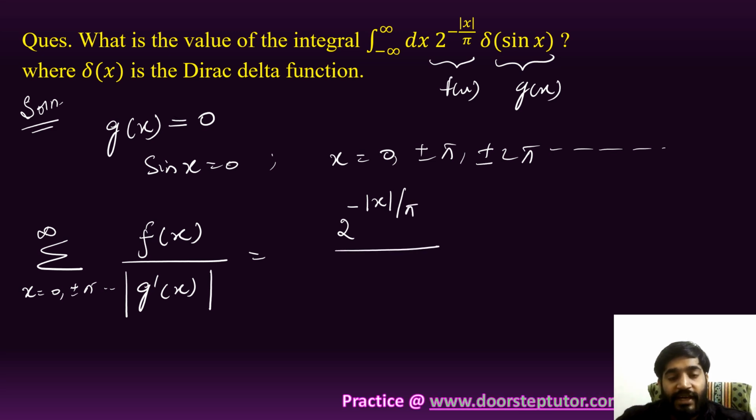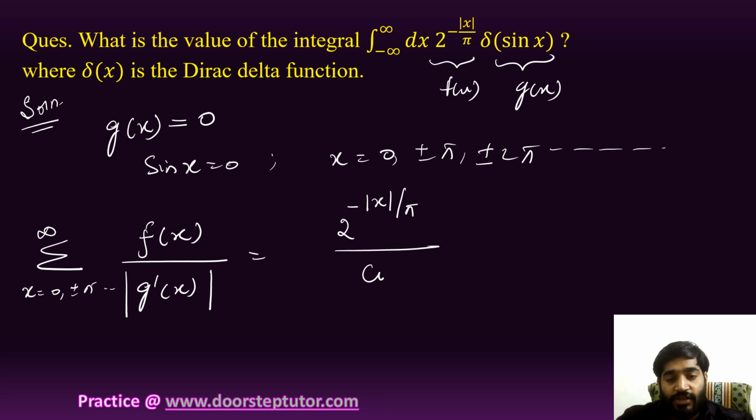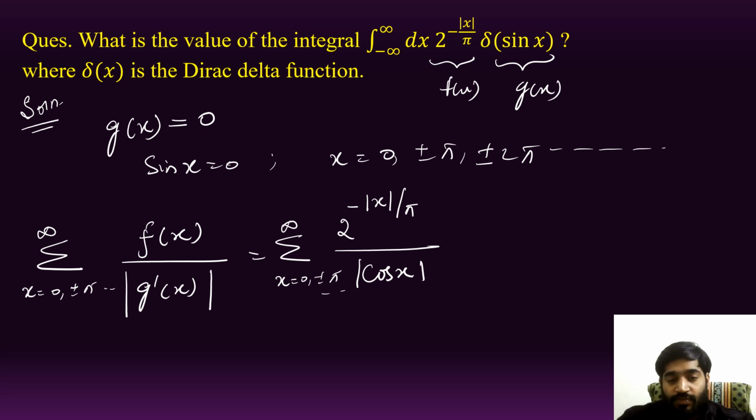And what is g dash? G dash is differentiation of g x, and that is sin x, differentiation cos x. But the summation is there, from x equals to 0, plus minus pi, to infinity. Okay, this goes on. So we will now just put one by one all the values.